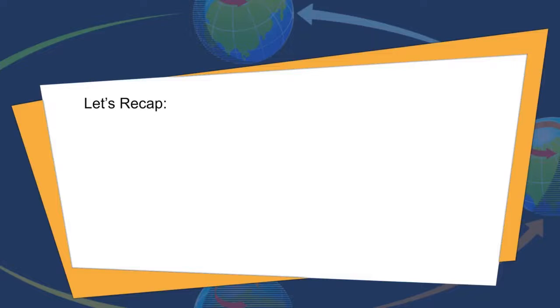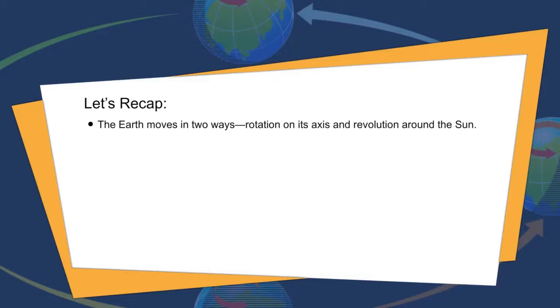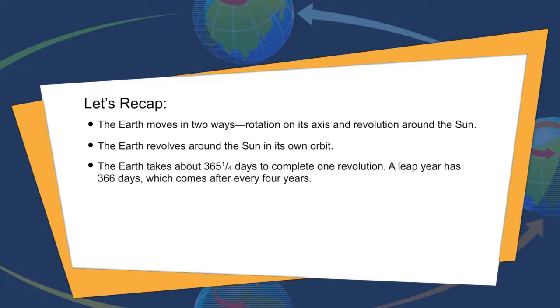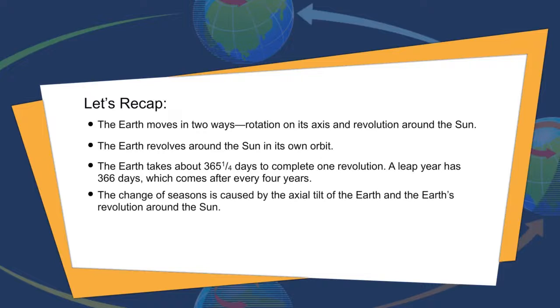Let's recap. The earth moves in 2 ways, rotation on its axis and revolution around the sun. The earth revolves around the sun in its own orbit. The earth takes about 365 1/4 days to complete one revolution. A leap year has 366 days, which comes after every 4 years. The change of seasons is caused by the axial tilt of the earth and the earth's revolution around the sun.